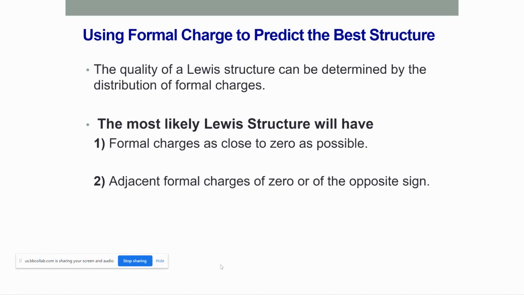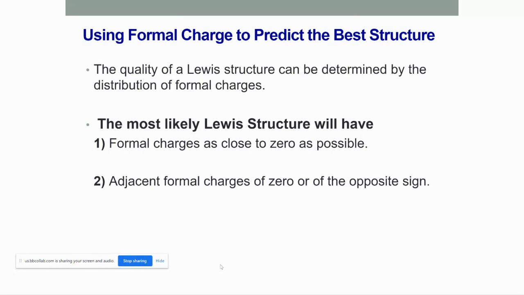The next one: adjacent formal charges should not be of the same sign. That means if you have -1 and -1 on atoms right next to each other, that is not a valid Lewis structure. You want to have, let's say, +1 and -1 if you have any charges adjacent to each other.